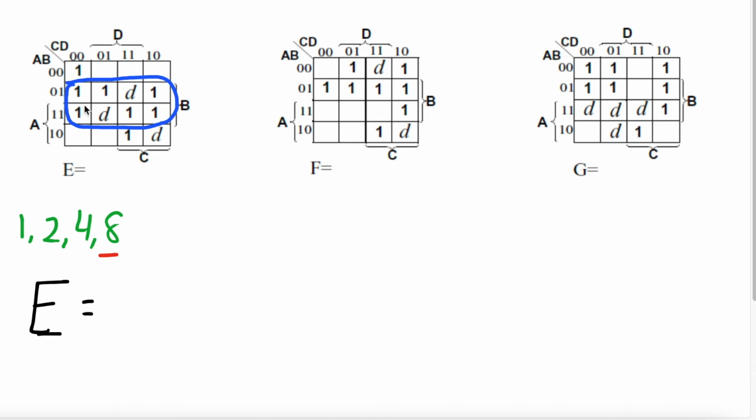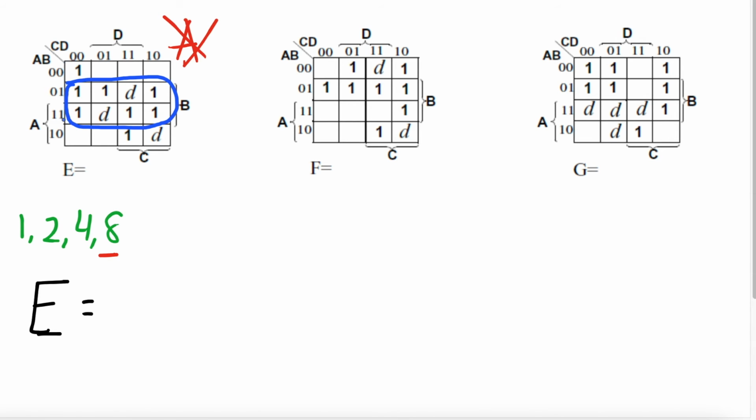For example, if you look at these 8 boxes, we know for the top row, A is equal to 0. But for the bottom row, A is equal to 1. So for this specific circle, A is not going to be in the equation because we have different numbers. A is 0 on the top row and A is 1 on the bottom row. So we know that we're not going to use A.